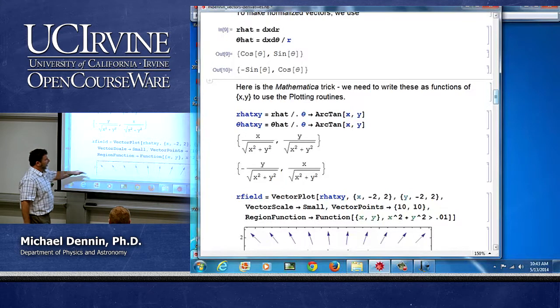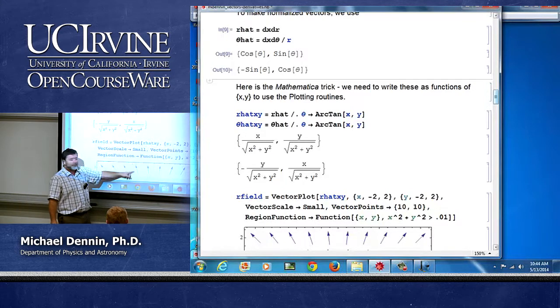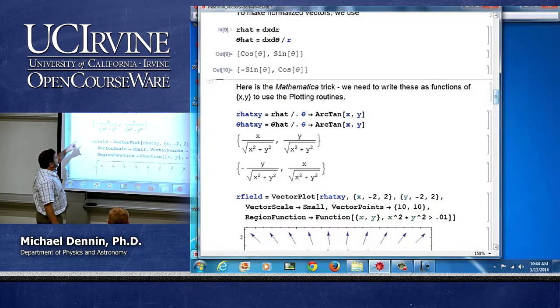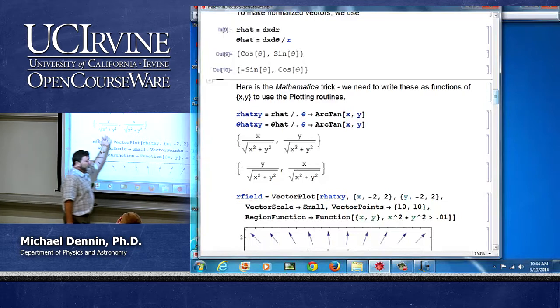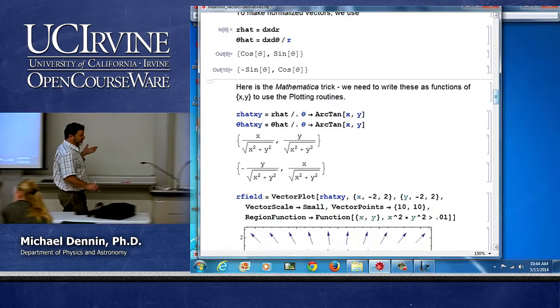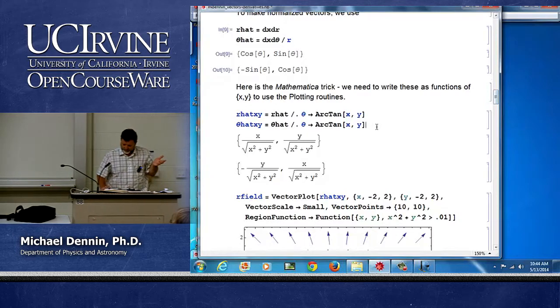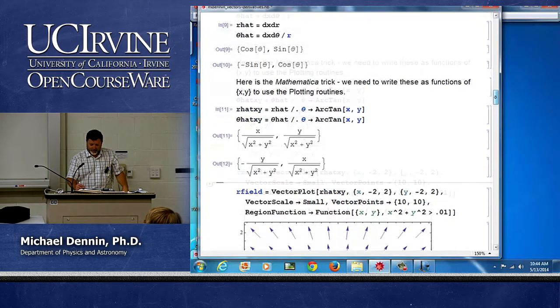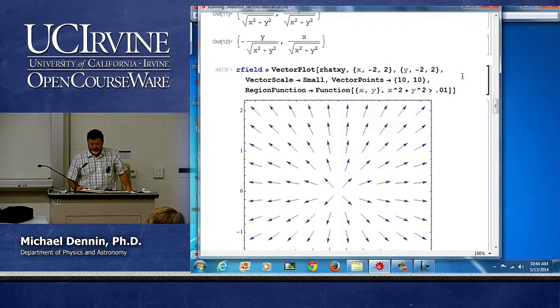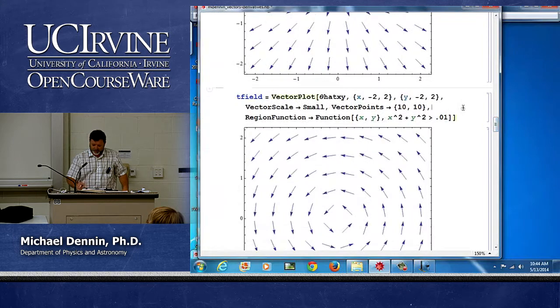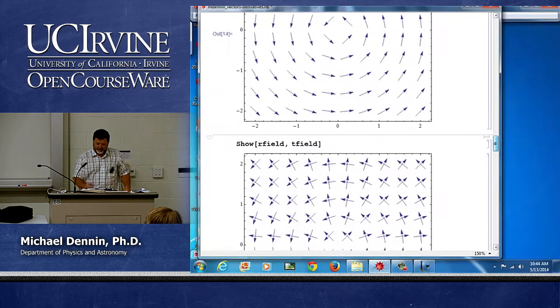And what's even worse is I have a cool thing called VectorPlot that will plot lines with arrows for me. But it only works for vectors that are a function of x and y. So by defining my r hat and theta hat, I can write them as functions of x and y because I know what theta is. And then I can plot the r vectors. I can plot my theta vectors. Those are all my theta hats. And I can put them on top of each other.